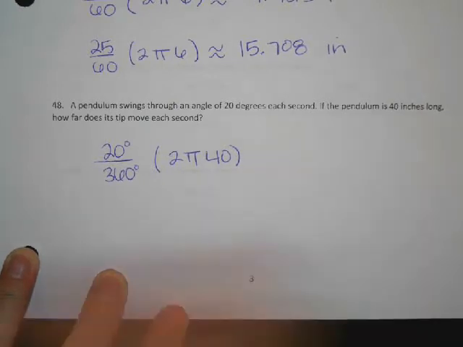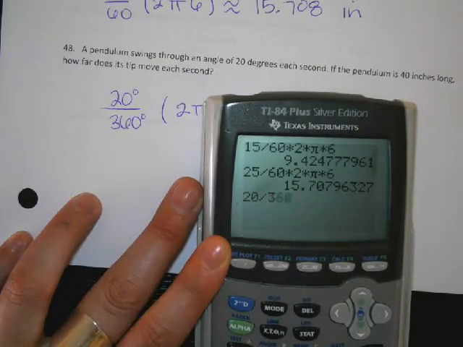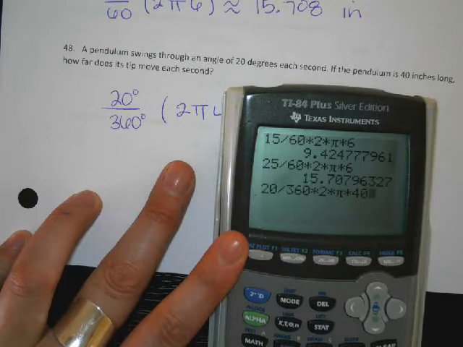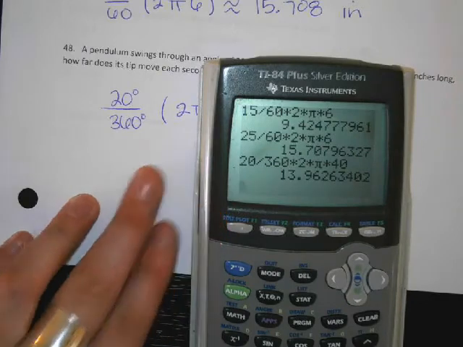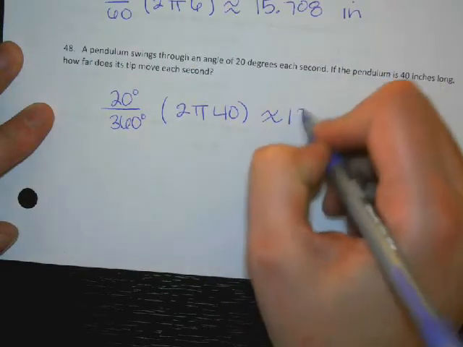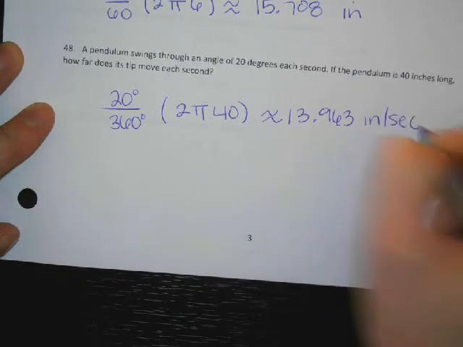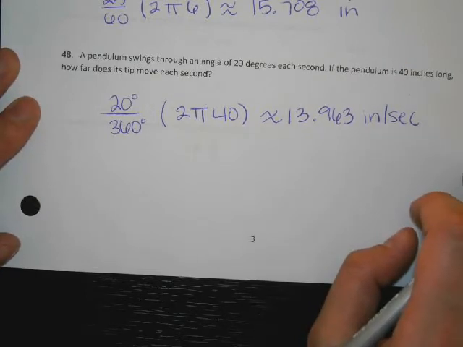Okay. So we're going to type in 20 over 360 times 2 times pi times 40. And 13.963. And this is inches per second because they were asking us about the rate. It was swinging back and forth, and that's how far it was swinging in 1 second. So 13.963 inches per second.